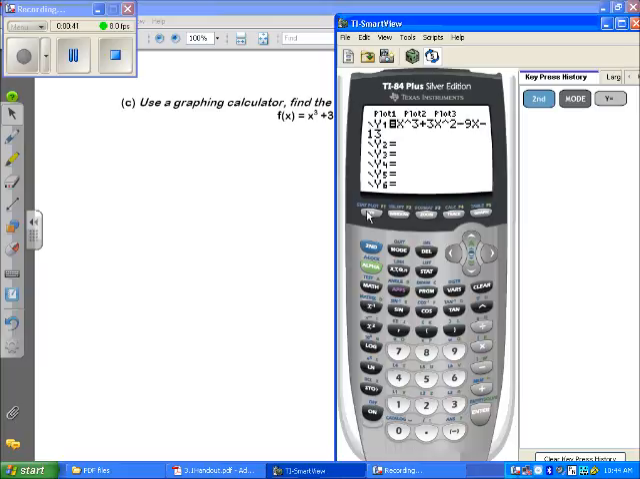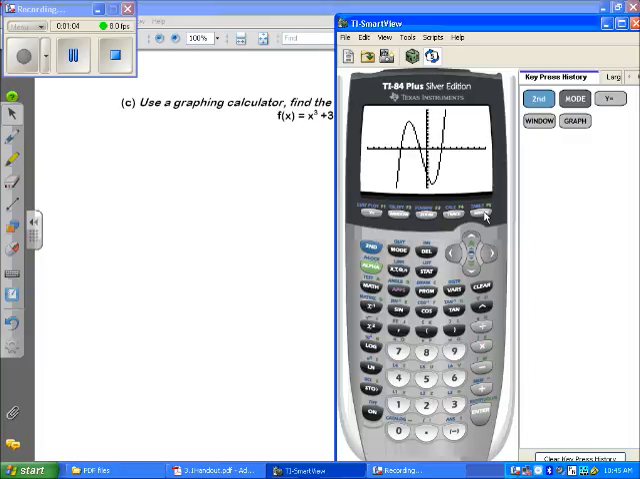After you put it in, and you can pause this video at any place, for the window, I looked at this ahead of time, and I picked -10 to 10 for x, and -20 to 20 for y. So you want that to be your window, which means the x-axis goes from -10 to 10 and the y-axis goes from -20 to 20. Now let's go ahead and graph this function.